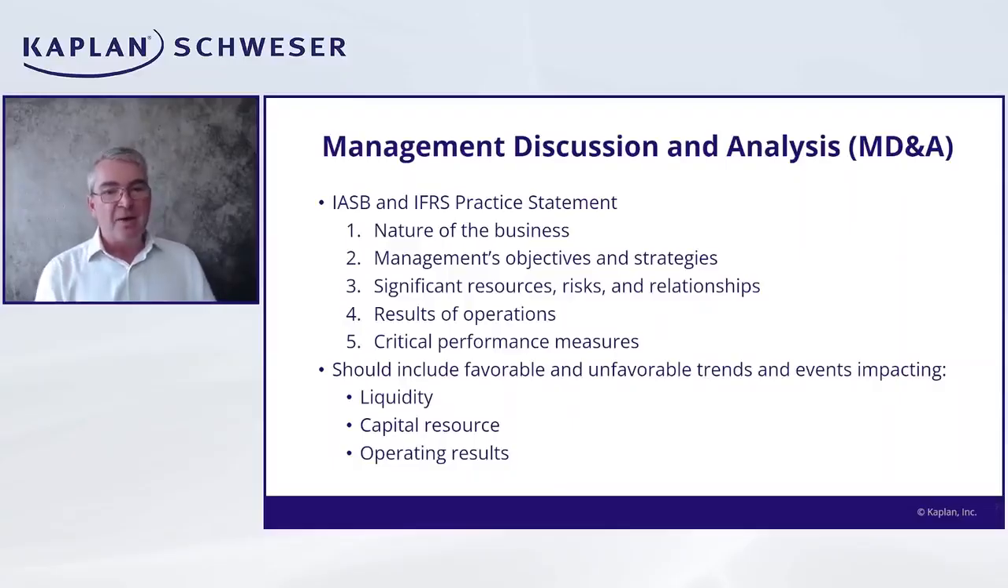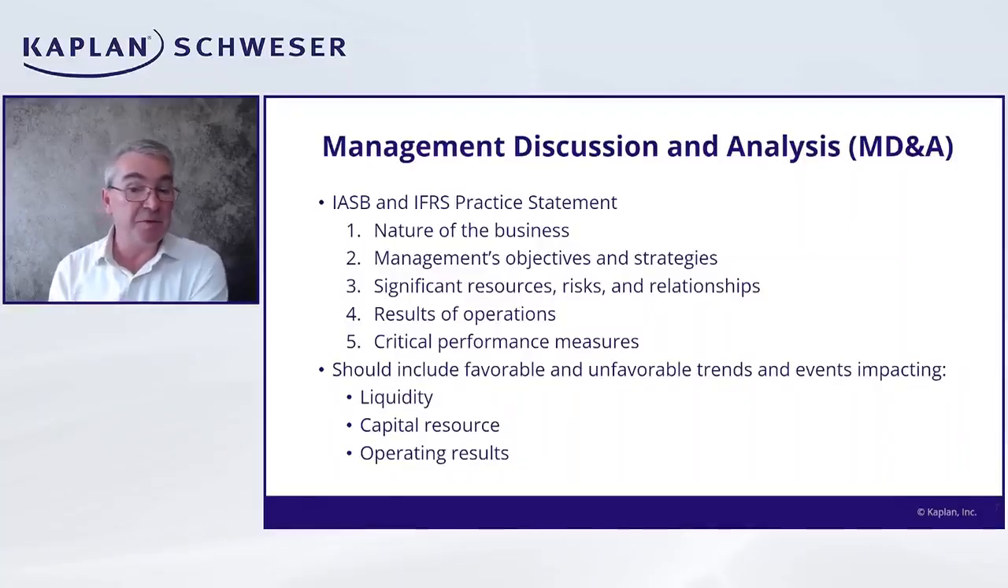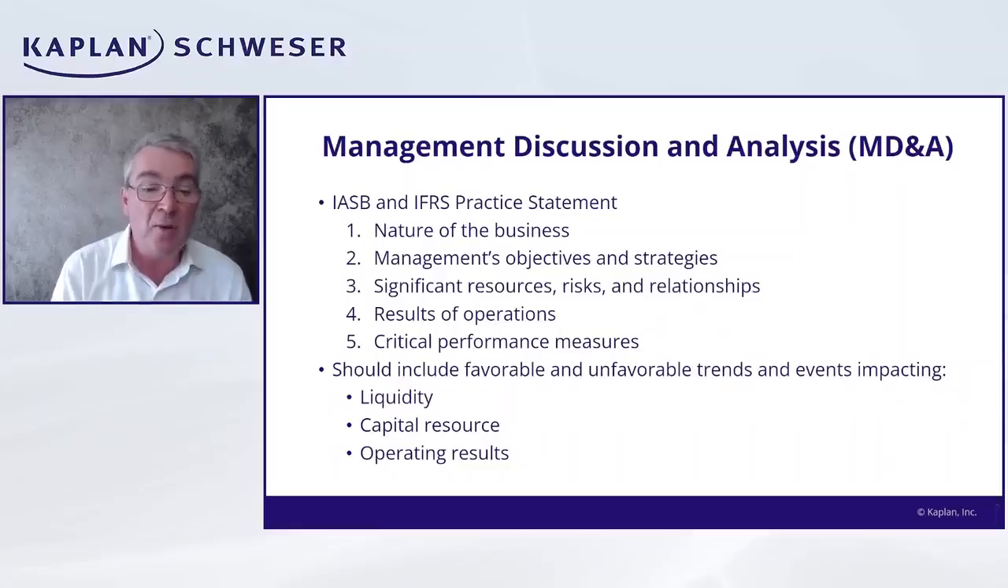Okay, so critical performance measures, key performance measures, in other words, critical performance measures that tell us whether the company is meeting its objectives or strategies. Now, of course, the analyst is going to be computing a lot of these themselves via ratios, but we're expecting some to be given in the MD&A. Notice as well, it says it should include favourable and unfavourable trends and events impacting liquidity.